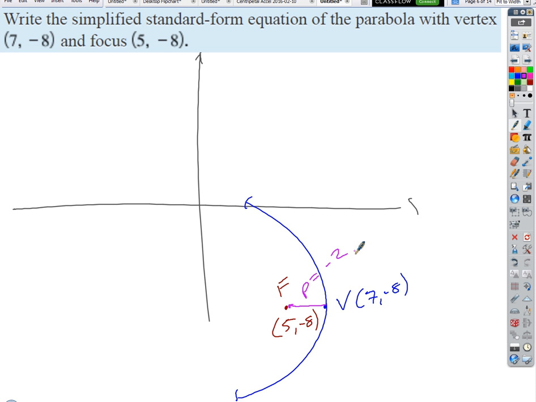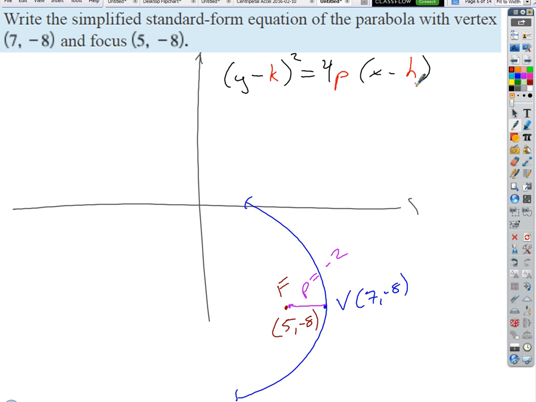So all we got to do is plug that stuff into the horizontal standard form equation for a parabola, right? So the horizontal standard form equation is going to have the y's squared. Y minus k squared equals 4p times x minus h, right? Plug that stuff in and we're done.